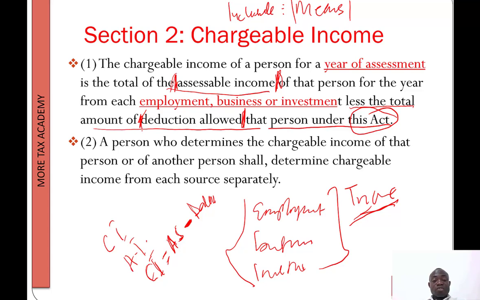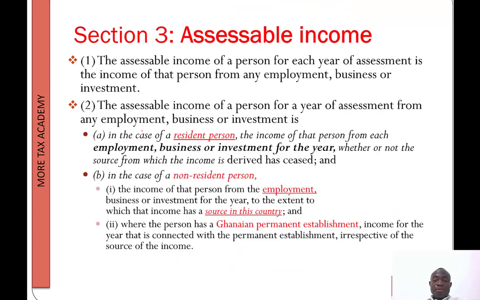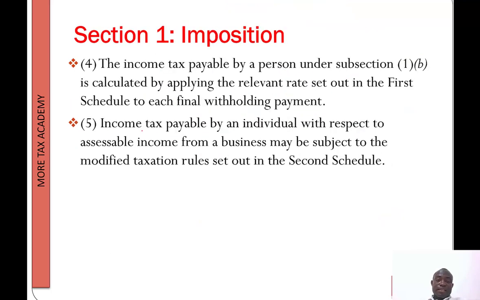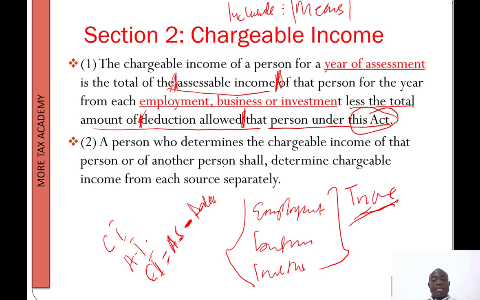So if the deduction is not allowed, we will not take it out when we are determining your chargeable income. In simple terms, what we are trying to say is that you must pay tax on your chargeable income, and your chargeable income is your assessable income less allowable deductions. You will notice from section 2 that assessable income is also not defined. So we have to go to section 3 and look at what is assessable income.